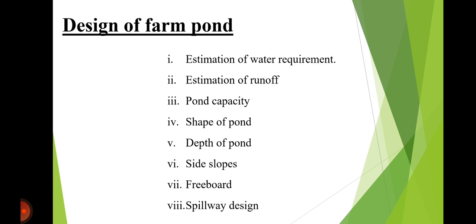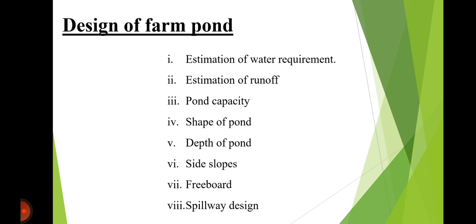So now we can denote H is equal to depth of pond, A1 is equal to top area, AM is equal to mid depth area, and A2 is equal to bottom area. So if we write it as a simple calculation, V is equal to L into B into D, where L is the length, B is the width, D is the average water depth. Next is the design of embankment.